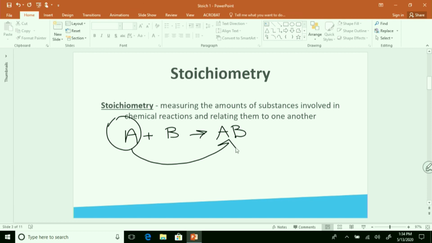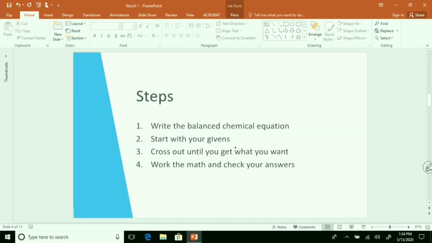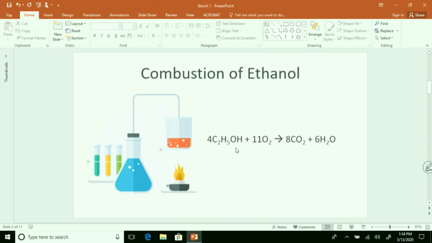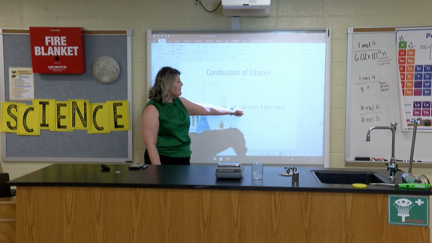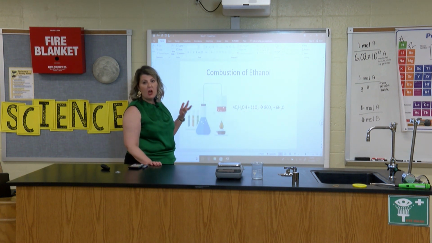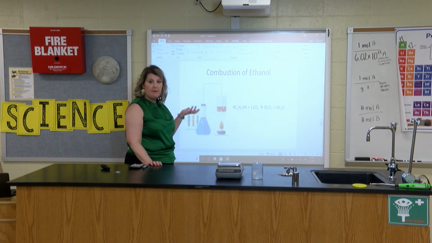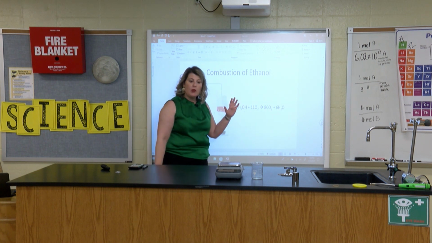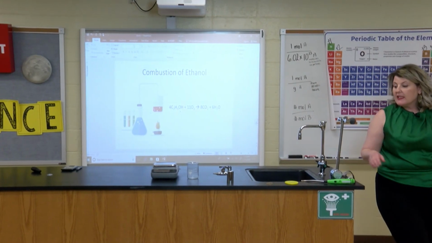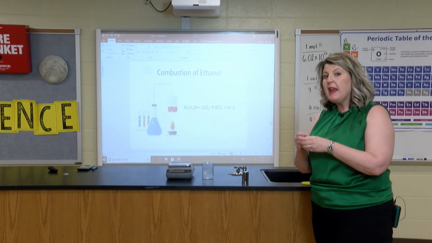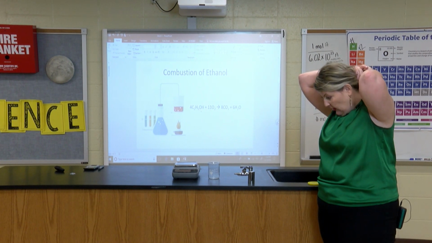And as long as you remember the rules, which are start with your givens, write a balanced chemical reaction, and keep crossing out until you get what you want, which is what we've done the last 2 weeks, you're going to be okay. But before we do that, I want to do a reaction with you. So if you look at this, this is C2H5OH, that's actually ethanol. I'm going to react it with oxygen, and I'm going to get carbon dioxide and water. Again, this is a combustion reaction, and it's already balanced for you. The reason I'm showing you this reaction is because we're going to come back and do some calculations with what we find here.